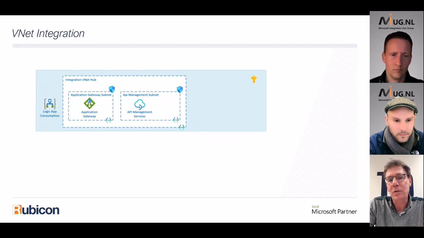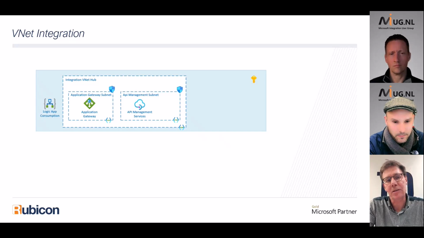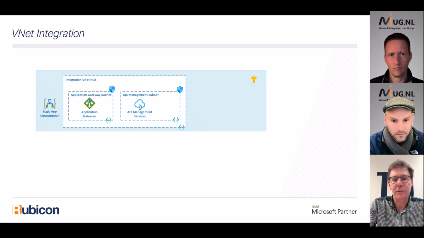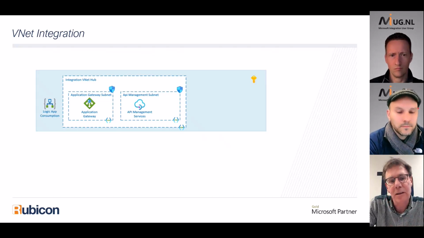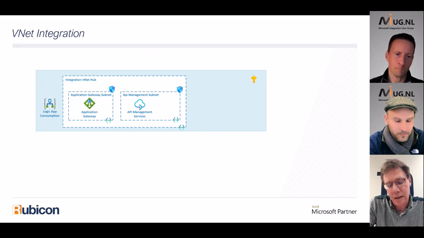And we have a network, a virtual network. That's the integration VNet hub. That's how it's labeled. Within the VNet, we have two subnets, and each subnet has a network security group. Now, the first subnet, that's on the right-hand side, has API management. And the second subnet has application gateway.